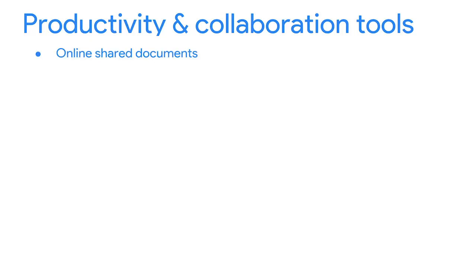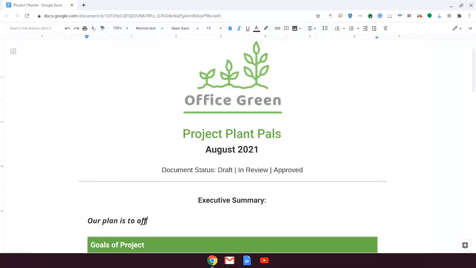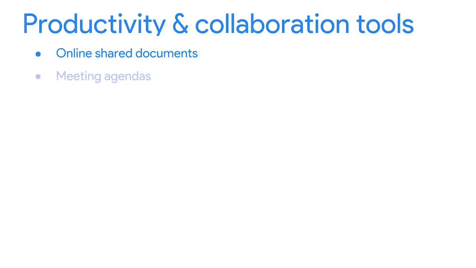Productivity tools can be very helpful for you and your team. This includes word processing tools like Microsoft Word or Google Docs. You can use these to create shared documents with the team, like the project charter we taught you how to fill out earlier. You can also use these tools to build documents like meeting agendas and status updates, and we'll talk more about these in a later course.